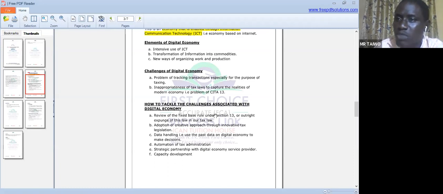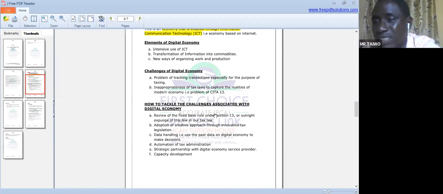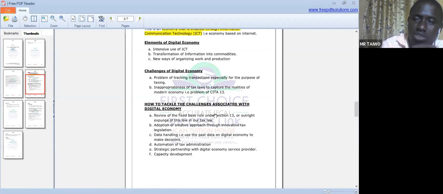There's what we call the fixed base rule. It simply means that if a company does not have a physical presence in your country, you will not be able to subject the company to tax on those transactions it made in the country. Section 13 is saying that if a company is not actually having physical presence in our country, even if it is making profits from our country, it will be very hard for us to tax that transaction in our country.